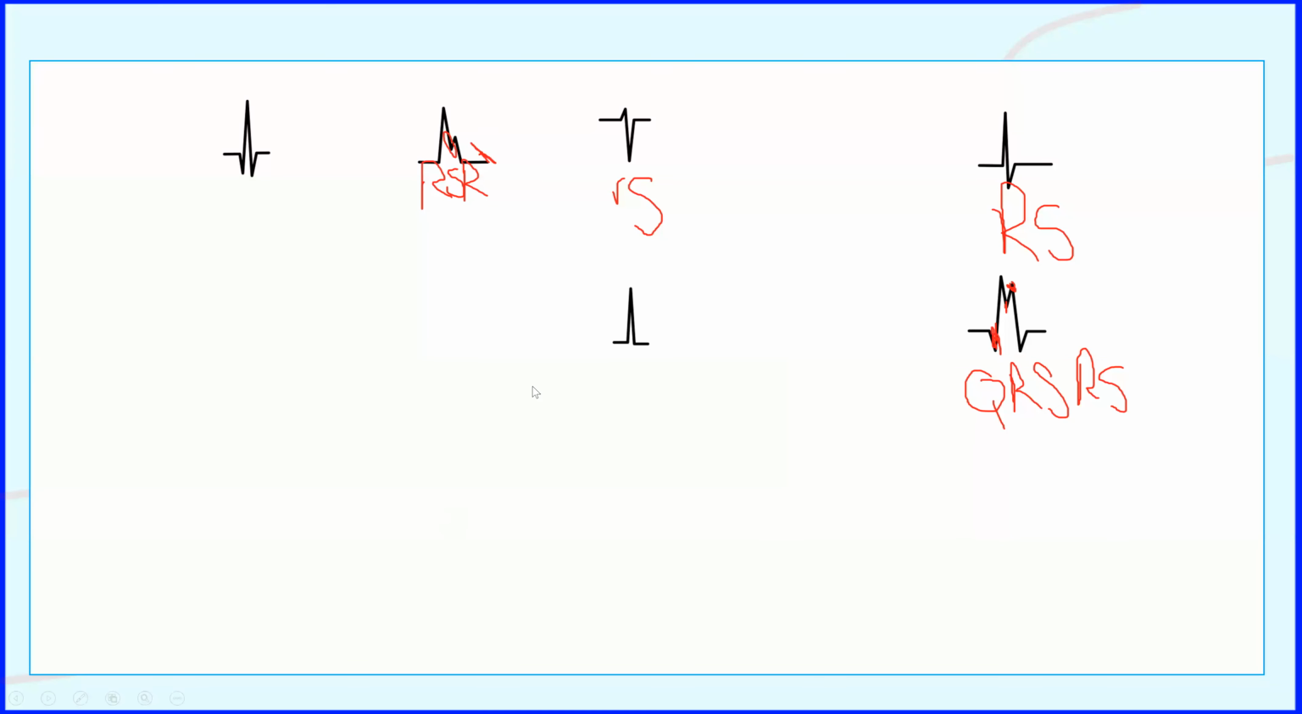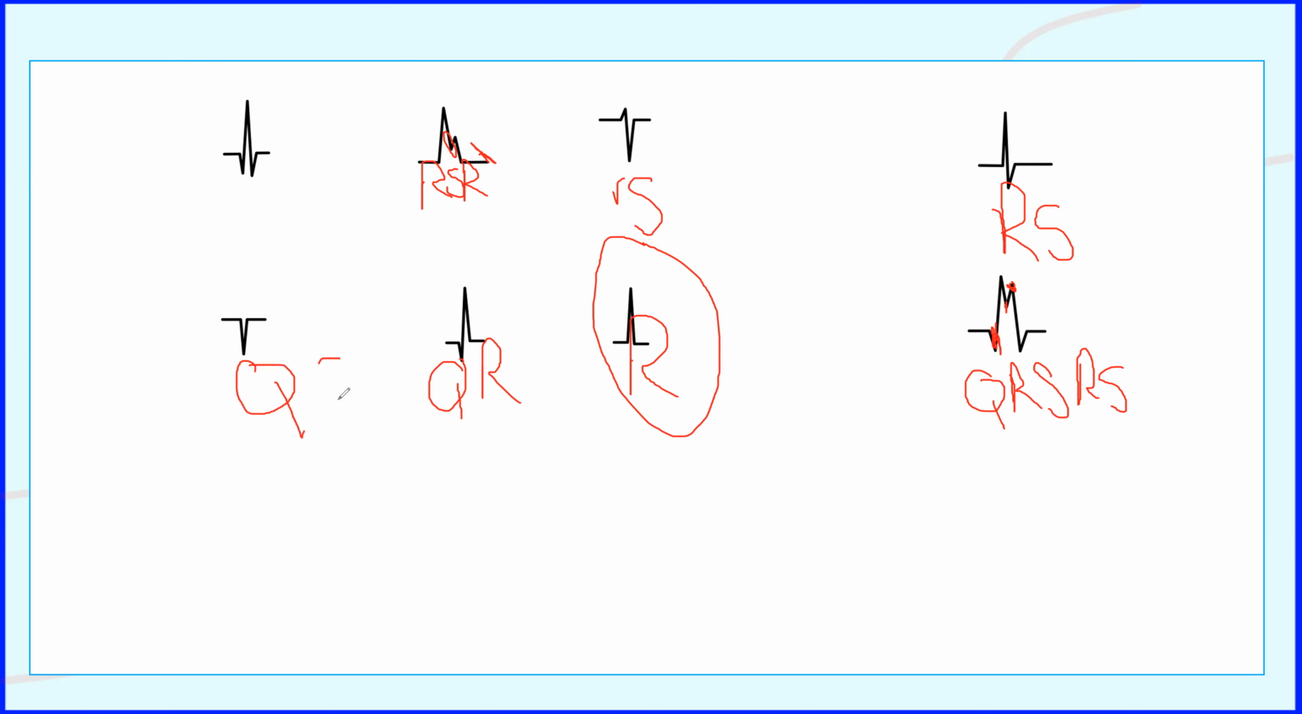Okay. What about this complex? This simple complex is called R because it's only one positive deflection. And this one will be called QR capital. Okay, this one, as we said in one of the steps, you can't say this is a Q wave. You can say this is a QS wave. And this one is easy as well. You have a long Q here, right? And after that, you have a small r. So Q R small.